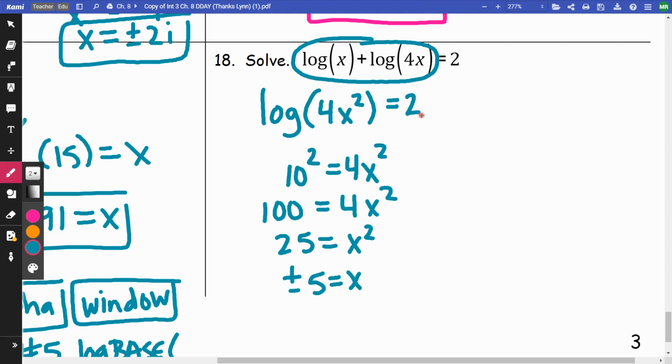Now again, we always want to check here and here to make sure I'm not taking log of a negative. 5 works in both of them. The negative 5 does not. So my only answer is going to be x equal 5. And that's the end of this video.